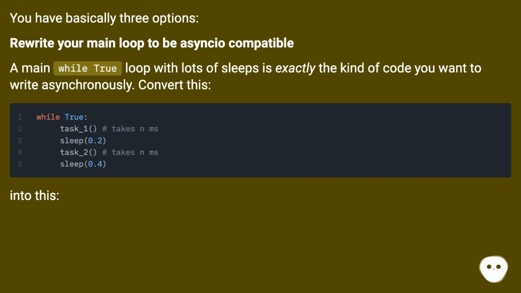You have basically three options. Rewrite your main loop to be asyncio compatible. A main while true loop with lots of sleeps is exactly the kind of code you want to write asynchronously. Convert this into this.